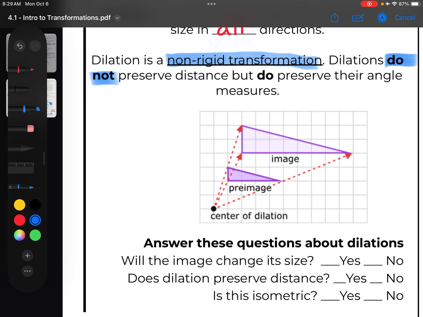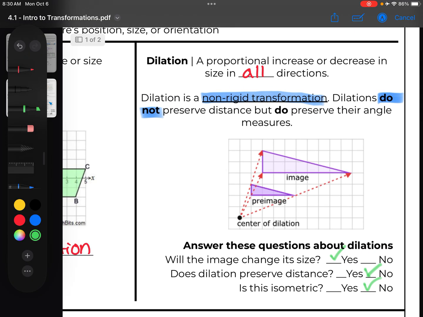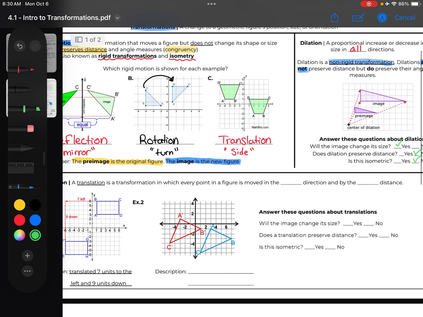So let's answer these questions about dilations. Will the image change its size? Absolutely. You can see that in the picture. Does dilation preserve distance? No, it does not preserve distance because you can see here, this side got much longer in the new image. Is this isometric? It is not. Isometry requires the preservation of both size and distance between points and the angles. So it's not an example of isometry. It's not a rigid motion.